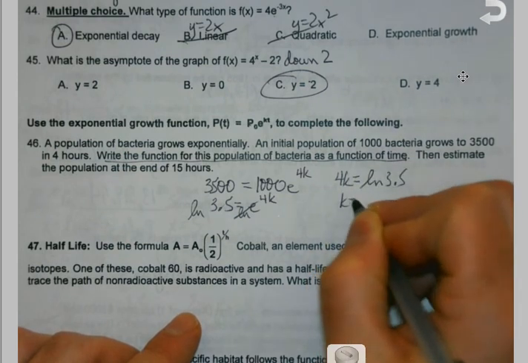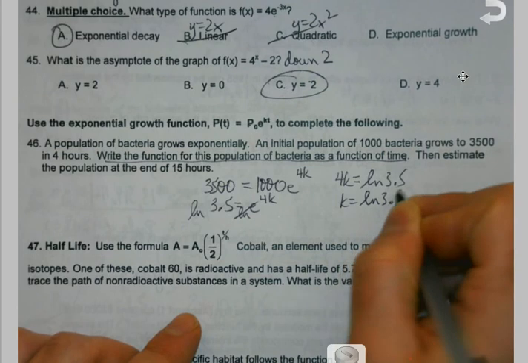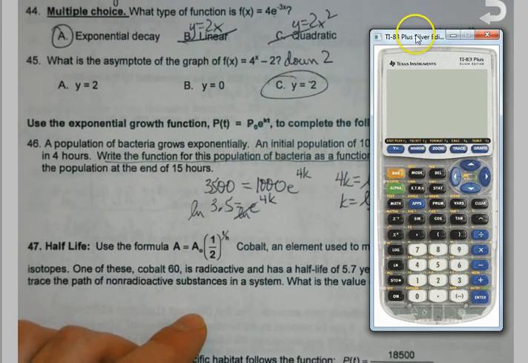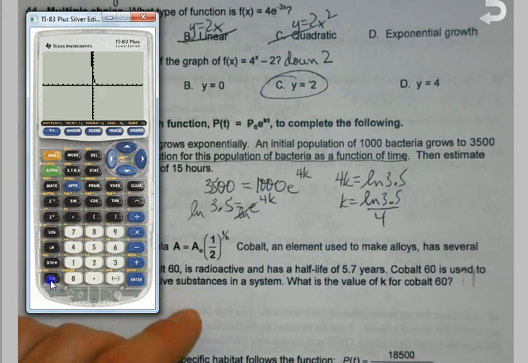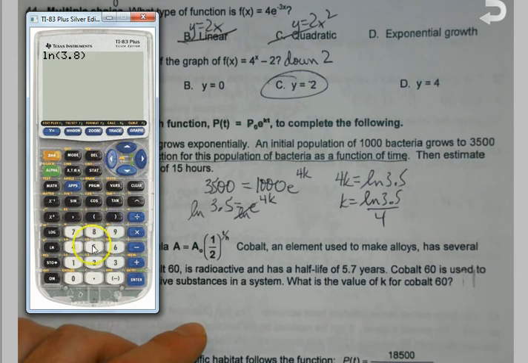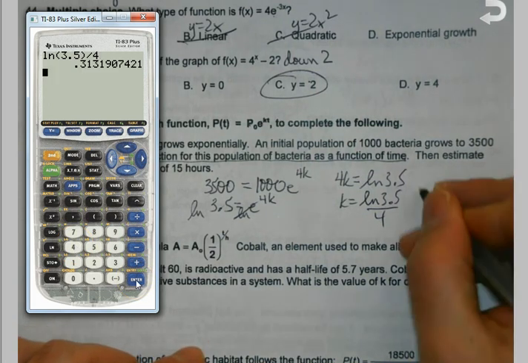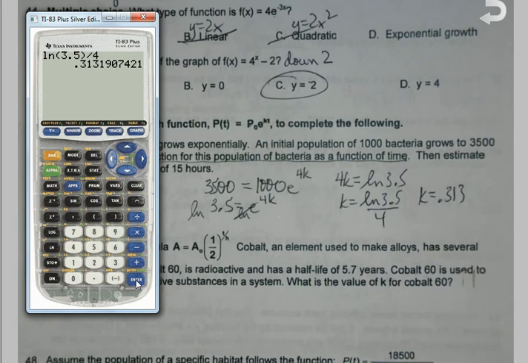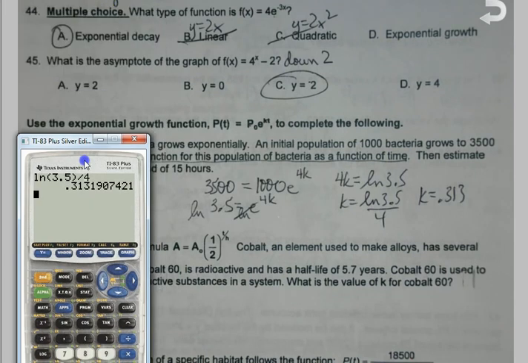And then to get my k value, I'm going to divide by 4. So just plug in all the values where they belong in the equation that you're given. So the natural log of 3.5, no, not 3.8, 3.5, divided by 4. So my k value would be like 0.313, but again, it wants a function for this.